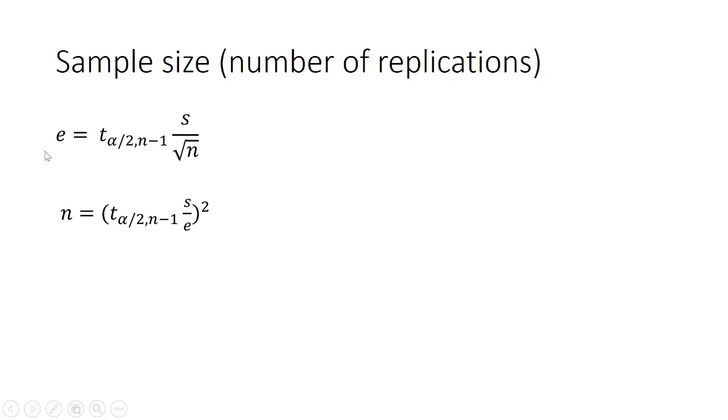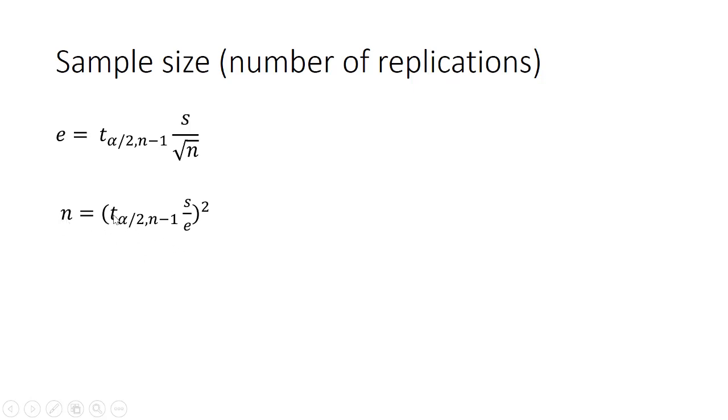If I know what I want to be the size of the half of the confidence interval, what is the right sample size, or right number of replications, that can give me that desirable length of the confidence interval? Okay, so from this equation I can calculate the value of N, and this is the formula that I'm going to use for the value of N.